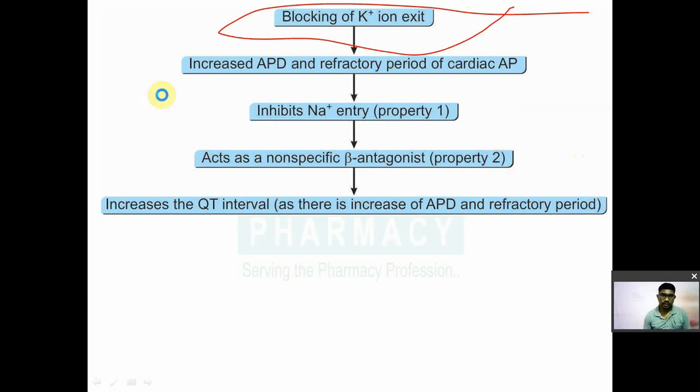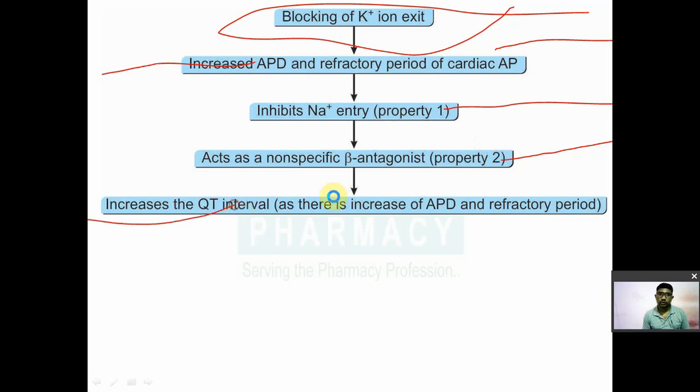Also, it increases the effective refractory period. It increases the action potential duration and refractory period of the cardiac action potential. It also prevents sodium entry, meaning it is a sodium channel blocker and a potassium channel blocker. It also is a non-specific beta blocker. So it is a beta blocker, potassium channel blocker, sodium channel blocker.